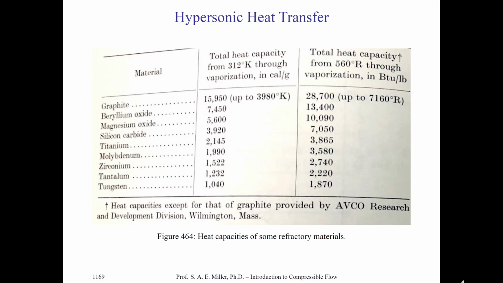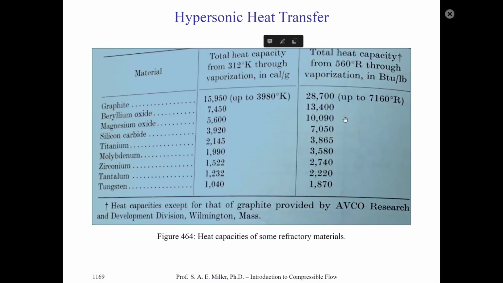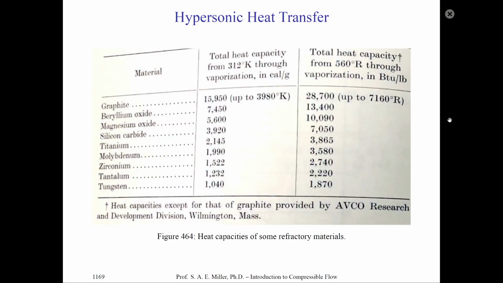On the left side is a column of, say, tungsten, tantalum, zirconium, molybdenum, titanium, silicon carbide, magnesium oxide, beryllium oxide, and of course graphite. Here's the total heat capacity from 312 Kelvin through vaporization in kilojoules per gram. In the right column, we show total heat capacity from 560 Rankine through vaporization in BTU per pound. Let's focus on the middle columns.